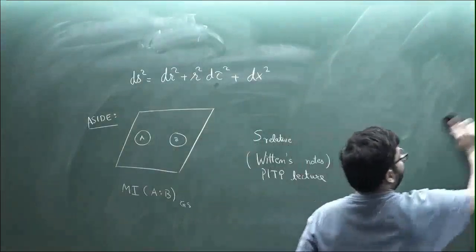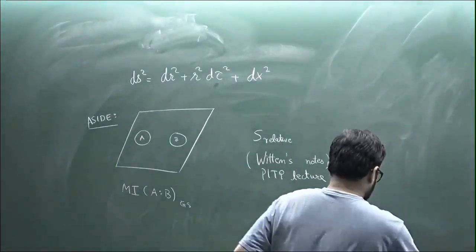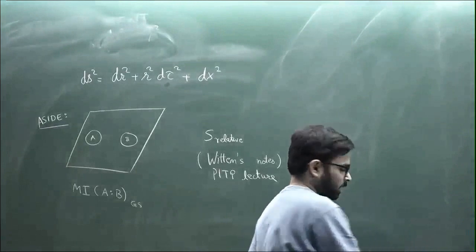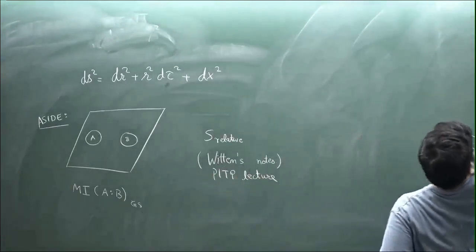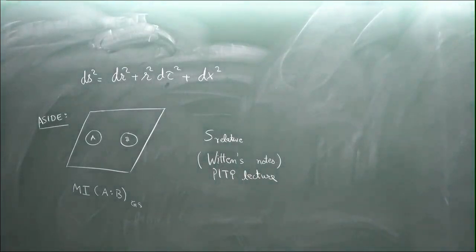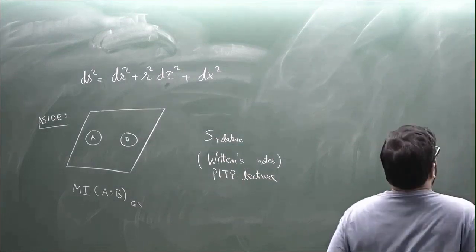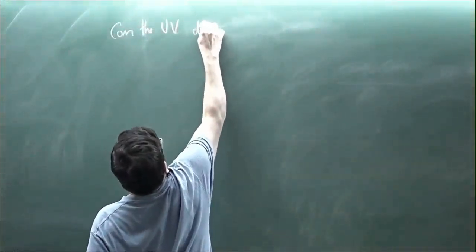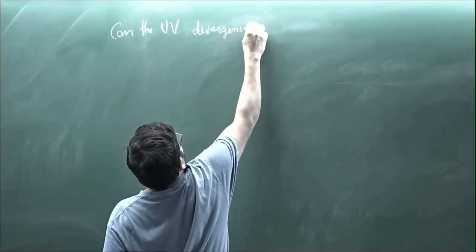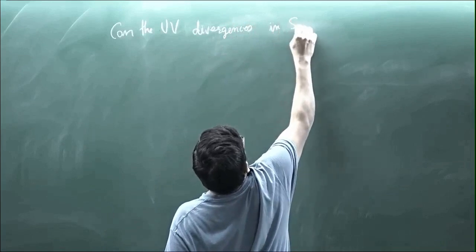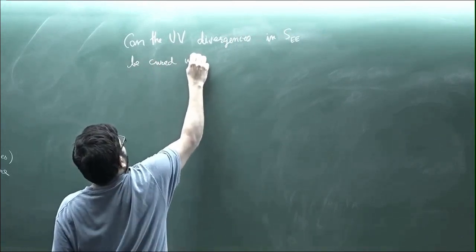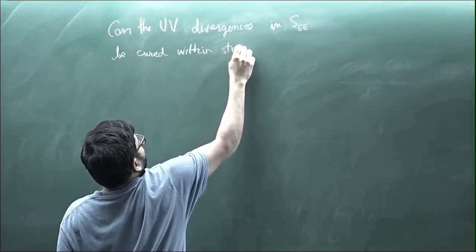The thing I was going to say is that string theory famously does not suffer from UV divergences, at least strings in well-defined backgrounds and so on, because strings have a finite size, so you can't really squeeze them beyond a certain limit. So string theory gets rid of field theory UV divergences. So we can ask: can the UV divergences in the entanglement entropy be cured within string theory?